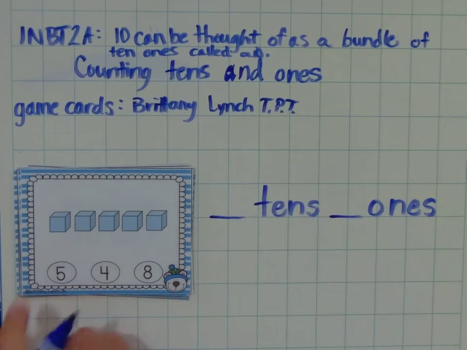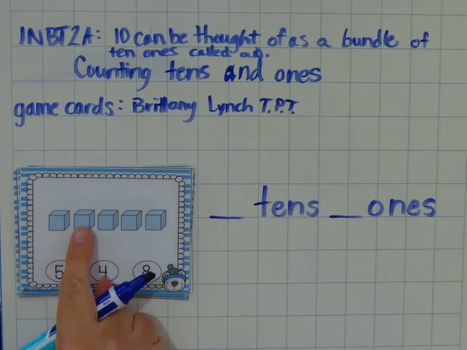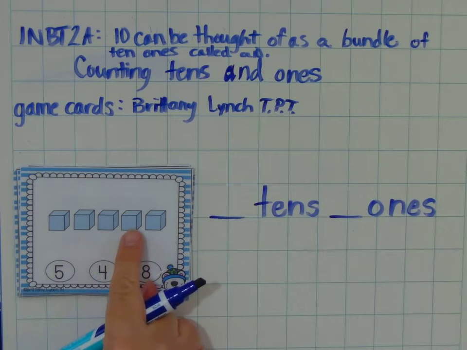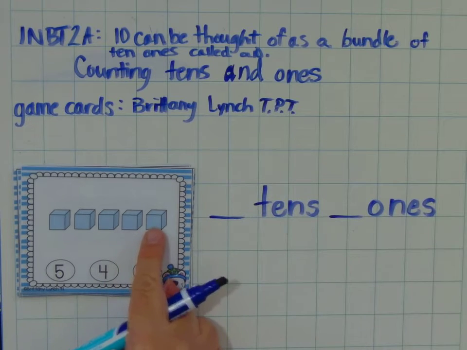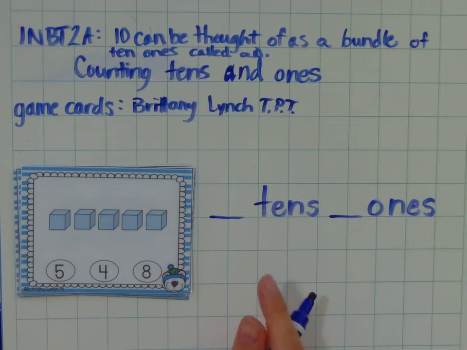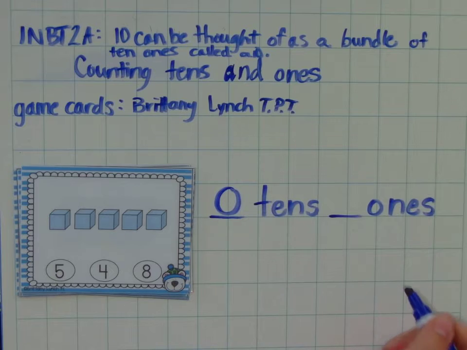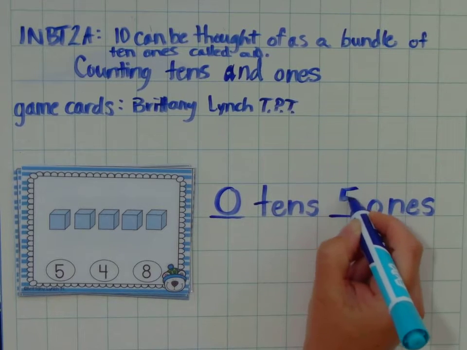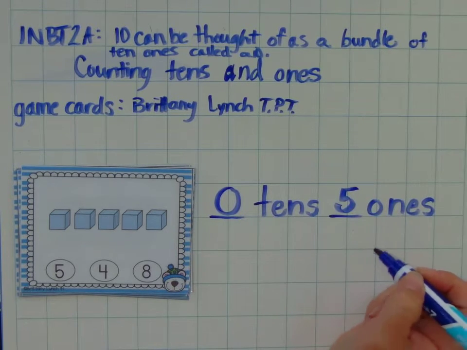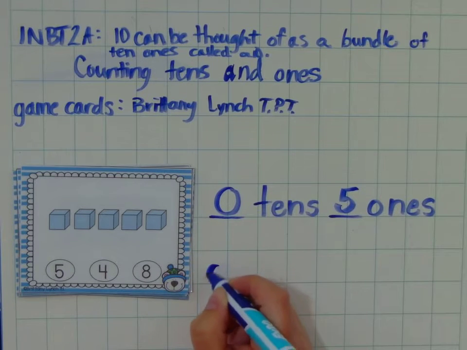So let's count how many we have. 1 one, 2 ones, 3 ones, 4 ones, 5 ones. Do we have any 10 sticks? No. So we're going to write 0 tens and 5 ones. And we're going to draw 5 ones.